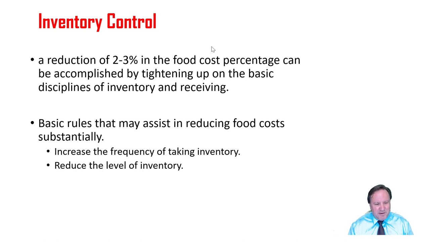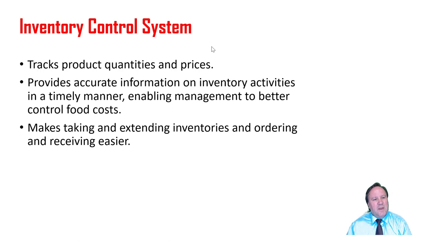Technology can really, really help us with taking inventory, but also reduce the level of inventory by using these kinds of software, along with the menu management software that can actually predict how much inventory you need, so that you don't buy too much. A, for your money, B, that you will reduce the shrinkage and waste and theft. An inventory control system tracks product quantities and prices, provides accurate information on inventory activities in a timely manner, enabling management to better control food costs.